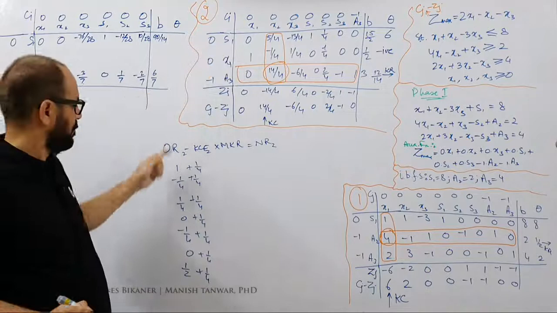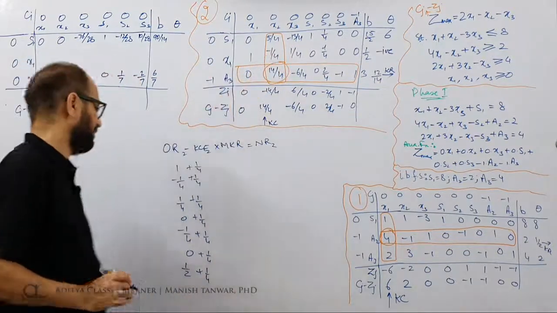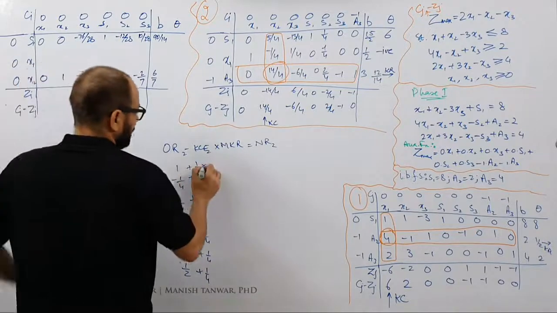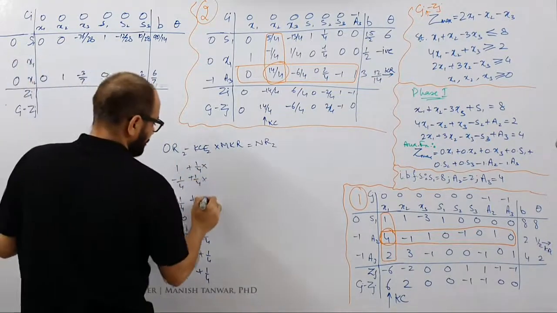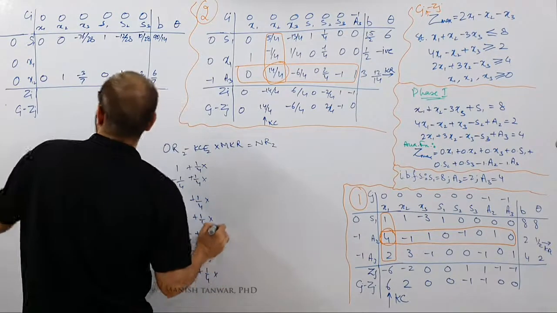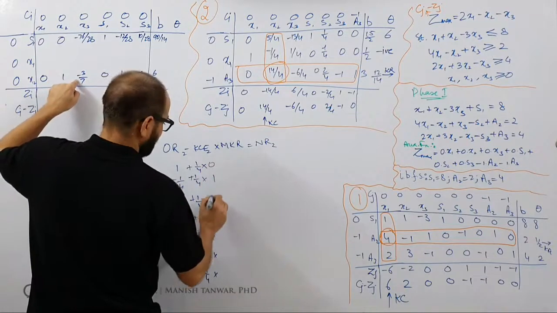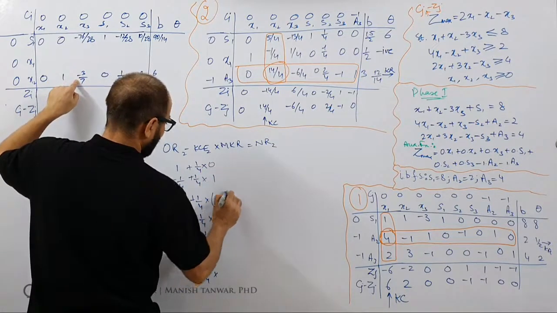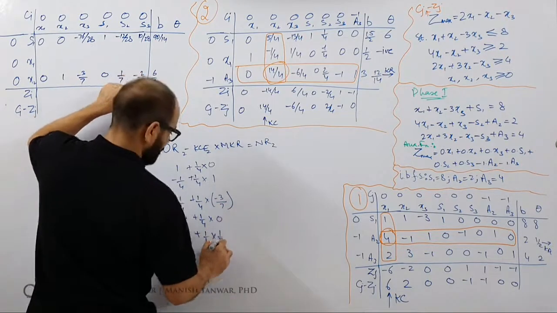Old row 2 minus key column element 2. Now, because this was negative, it made positive. Everything became positive. Multiplied by modified key row. Here is our modified key row. Multiplied by modified key row, which is 0, 1, minus 3 by 7, 0, 1 by 7, minus 2 by 7.